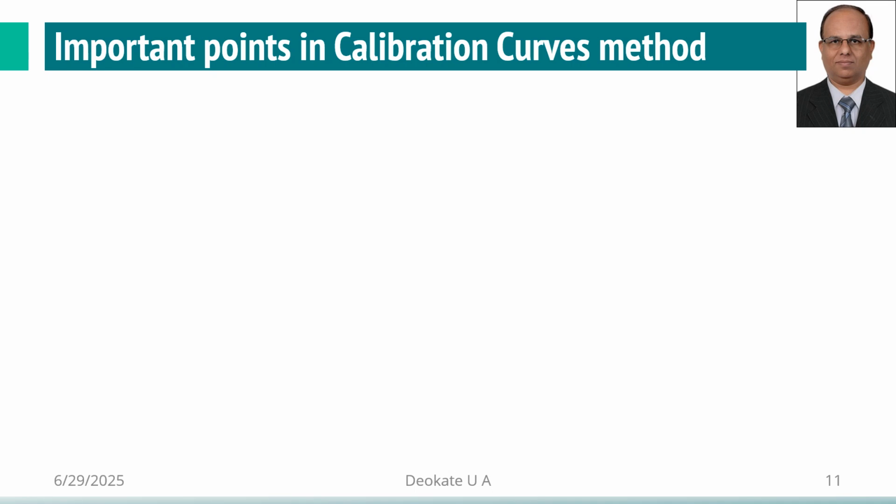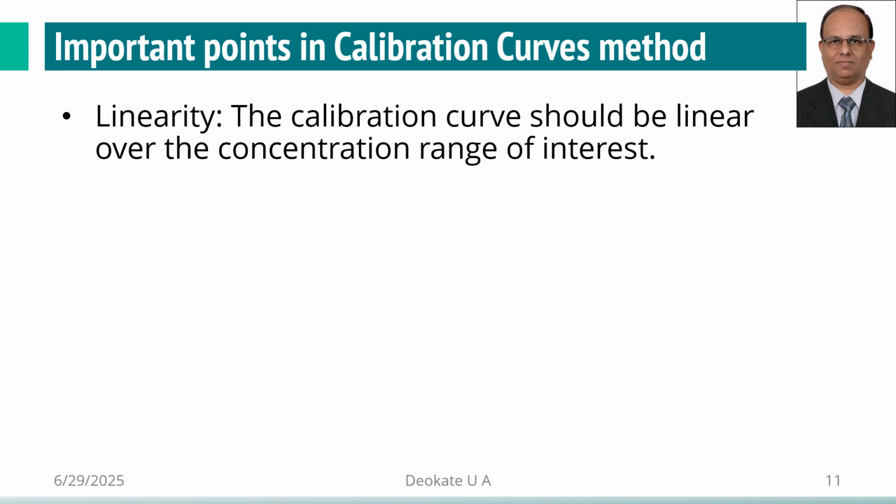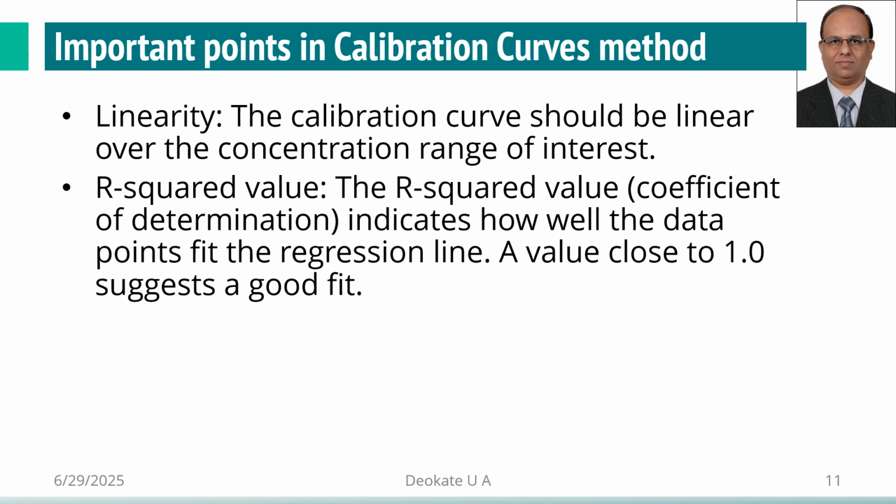Important points in the calibration curve method: the linearity. The calibration curve should be linear over the concentration range of interest. Many times we observe the R square value in the calibration graph. What is this R square value? That is the coefficient of determination, indicating how well the data points fit the regression line. A value close to 1 suggests a good fit. If the value is 0.999, it is considered good for the regression analysis.